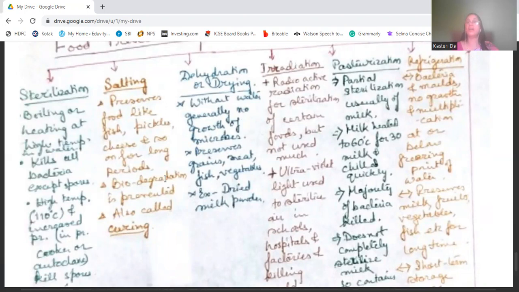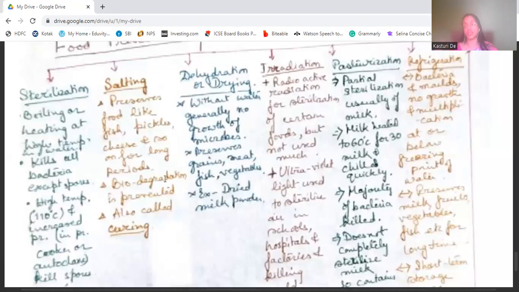And then dehydration or drying. This is, as the name suggests, there is no water. Hydration means with water. Dehydration means without water, or drying means without water. So it should be kept dry. Without water, generally no growth of microbes takes place. And this process preserves grains, meat, fish, vegetables, like, for example, dried milk powder.